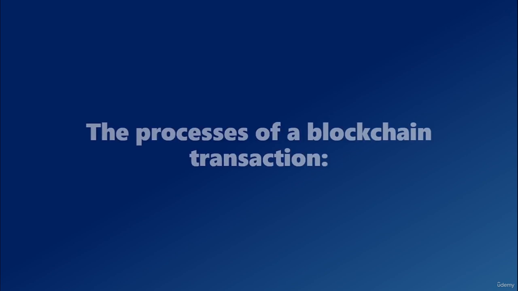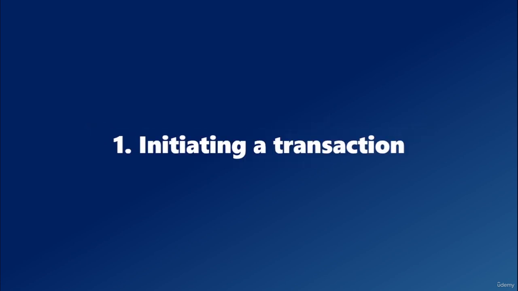Now I will explain the processes of a blockchain transaction. Let's explore the typical steps involved in a blockchain transaction. Number 1. Initiating a transaction. A user initiates a transaction by creating a digital representation of their intent, such as transferring a specific amount of cryptocurrency to another user or executing a smart contract.